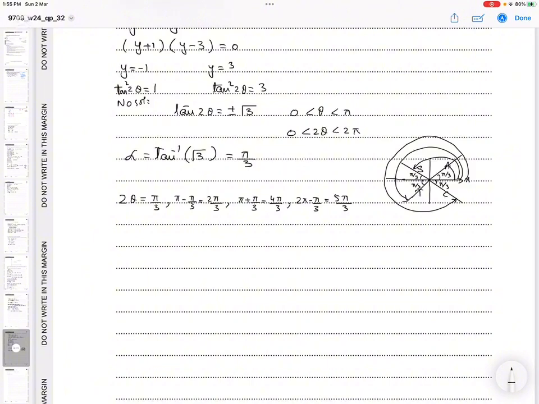Now I will solve, let me write it separately clearly. So 2 theta is equal to pi by 3, 2 pi by 3, 4 pi by 3, 5 pi by 3. Now I will solve all this with 2. Theta equals pi by 3 into 2. So it becomes pi by 6.